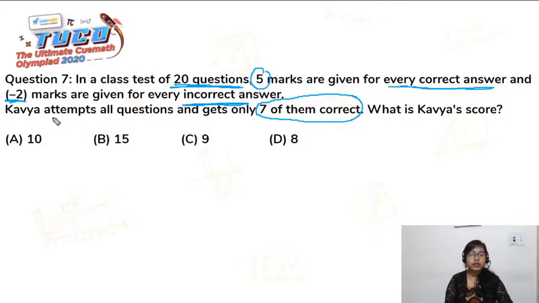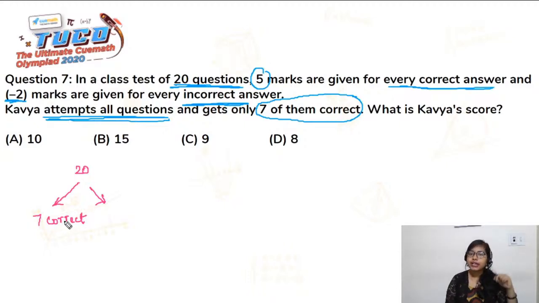But there's another keyword here. She attempts all the questions. That means out of 20, she is attempting all the 20 questions. But out of those 20 questions, she has got only 7 of them to be correct. What is Kavya's complete score? Now, my first question to you all is that if Kavya is attempting all the 20 questions and if only 7 of them are correct out of those, then how many are incorrect? Can anybody tell me? So, I can say that 7 of them are correct answers. So, how many of them are incorrect answers?